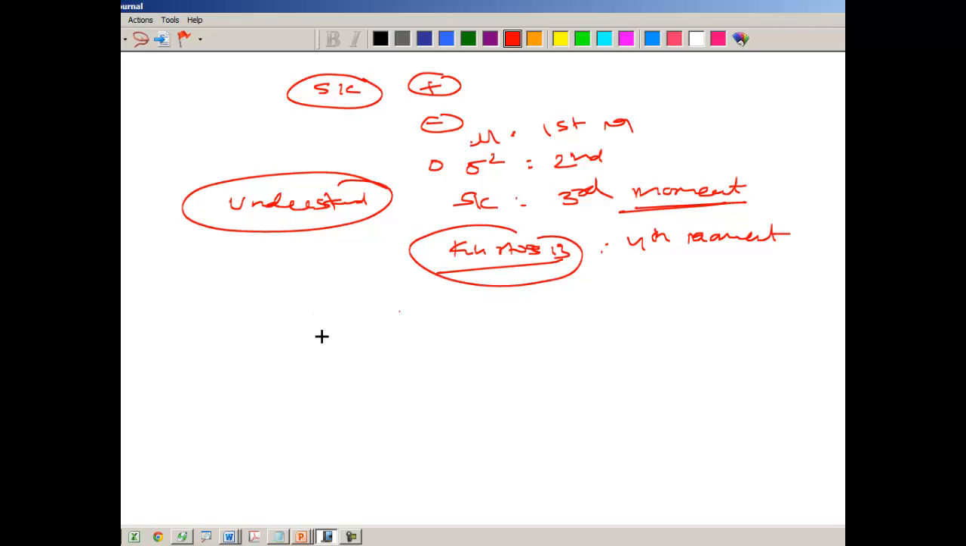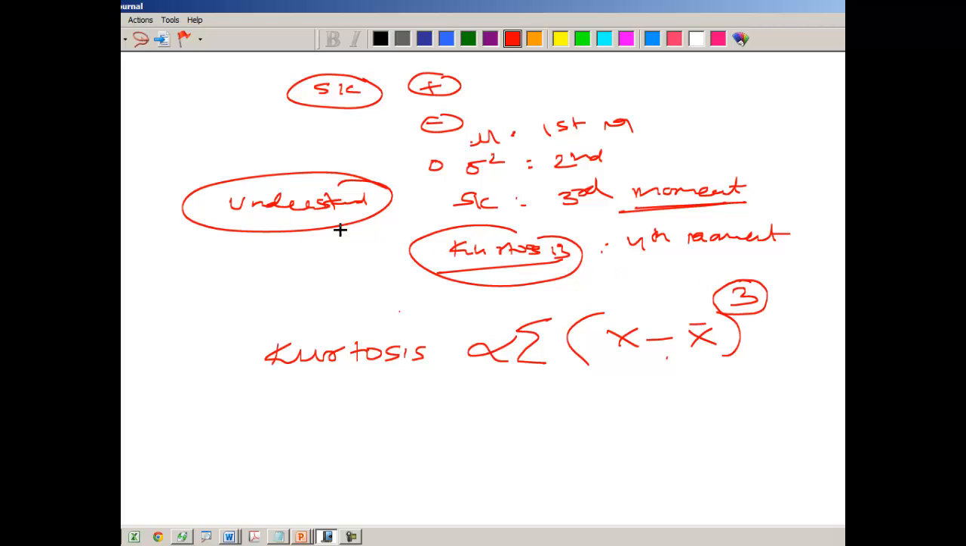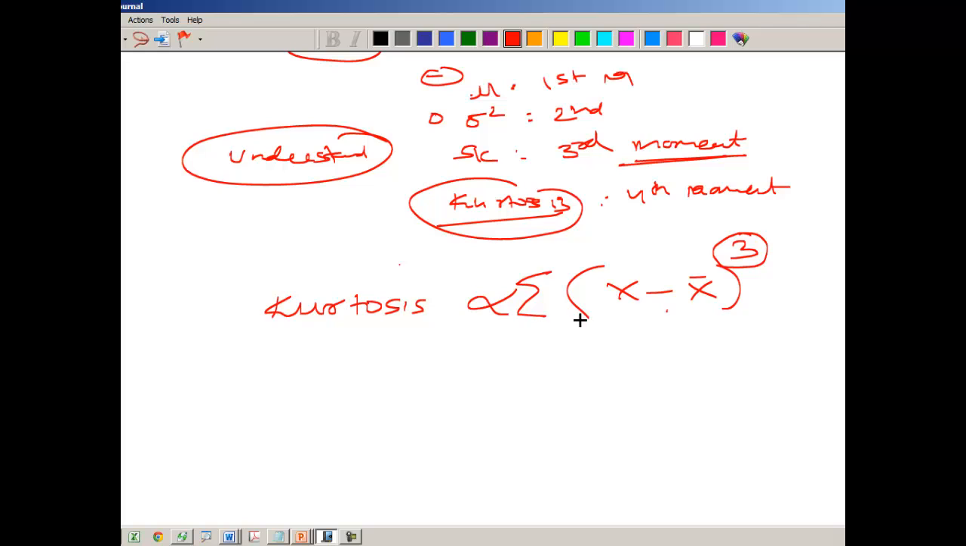But what are these moments? Moments mean to what degree of the deviation it is proportional. So what we say is that skewness is proportional to the summation of x minus x bar whole to the power 3. So this is 3, that is why it is called the third moment. We don't have to worry about the formula, but yes, you need to know that it is proportional to x minus x bar whole to the power 3.